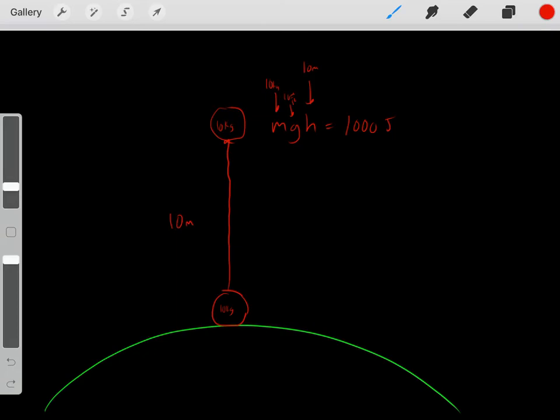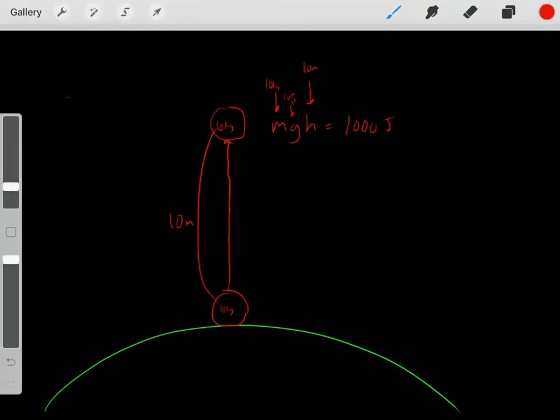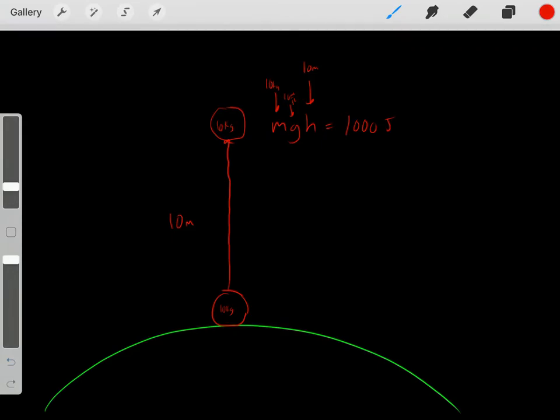But something important to note is that this equation is not telling us that this ball has 1,000 joules of gravitational potential energy. That's not what this equation is saying. This equation is used to find the change in gravitational potential energy. This ball, relative to this position, has gained 1,000 joules of gravitational potential energy. That's what this equation tells us. It doesn't tell us the absolute amount of gravitational potential energy. It tells us how much it gained.